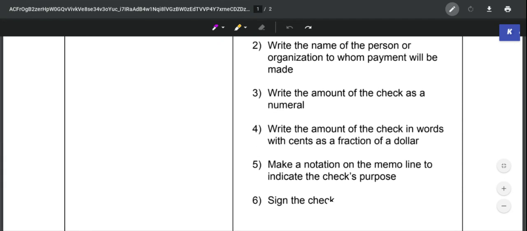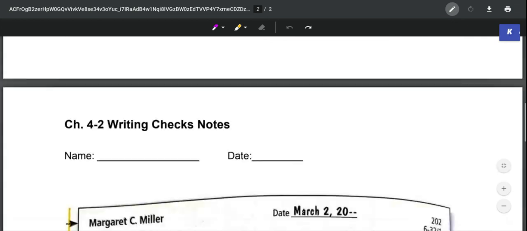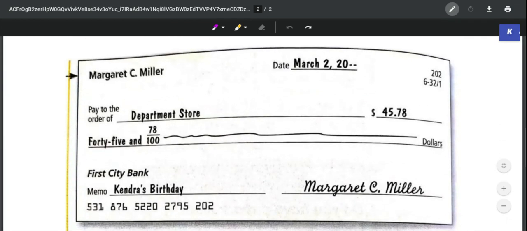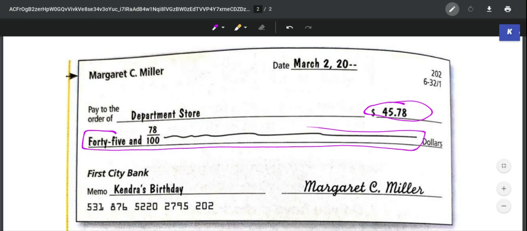Three is write the amount of the check as a numeral. So that is going to be over to the right here. You write the check as an actual number. And then I think the 4th step is to write it in words, and that looks like this. So on the second line here, you actually write it out in words. And for your actual amount, you're going to write, in this case, it'd be 45.